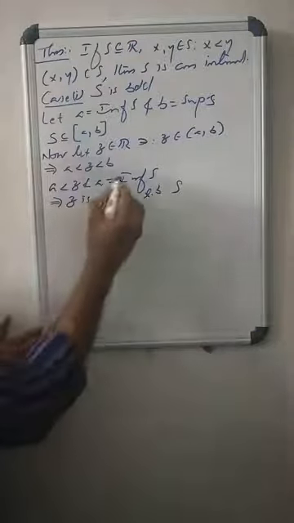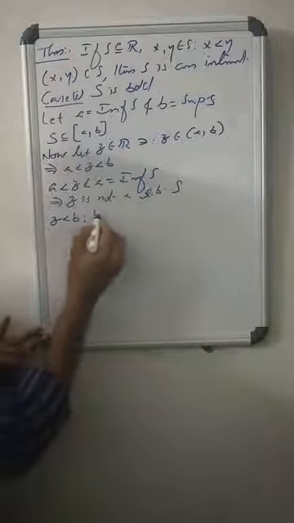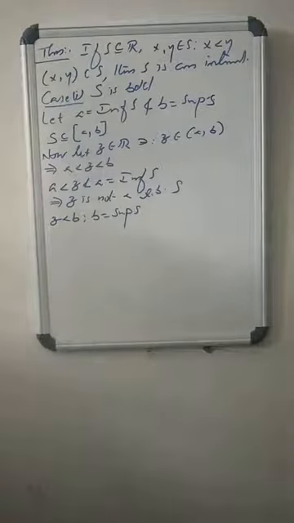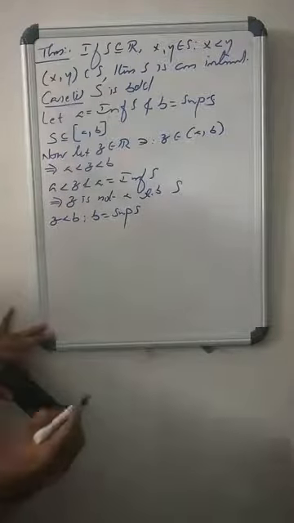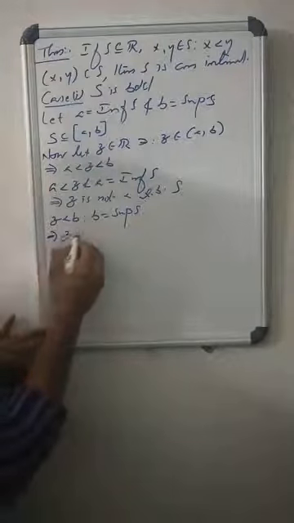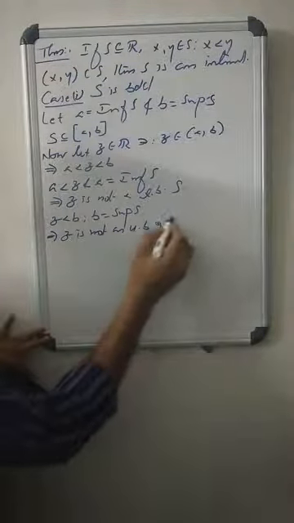Also z < B by the choice of z. And what is B? B is the supremum of S. So that means z is not an upper bound of S.